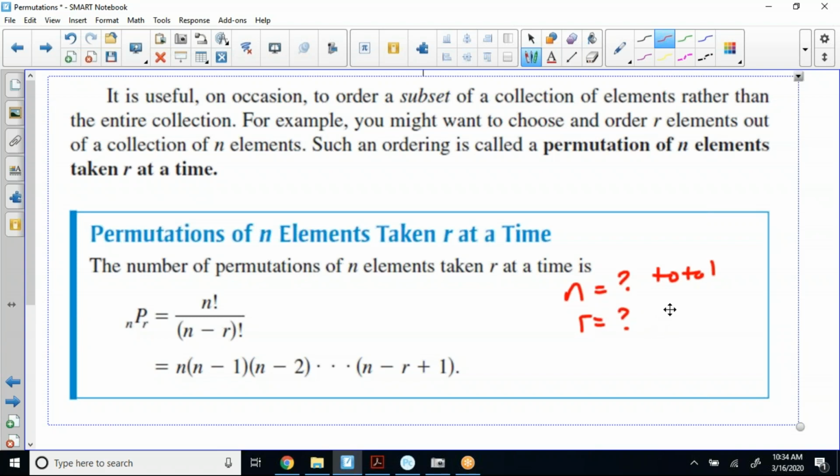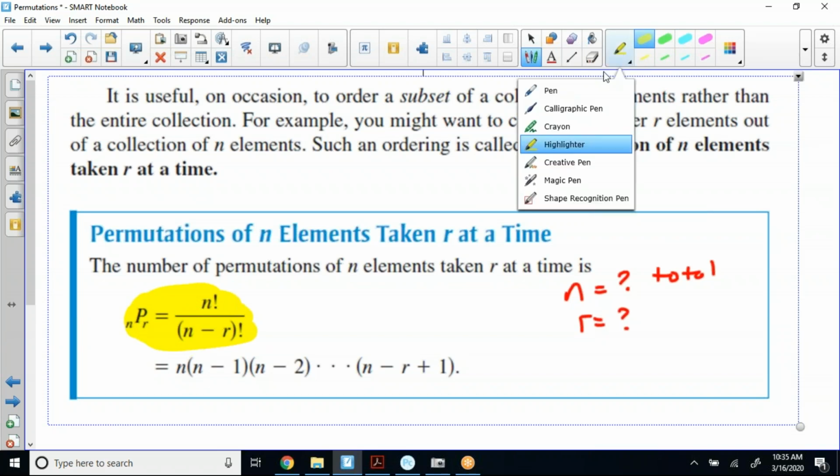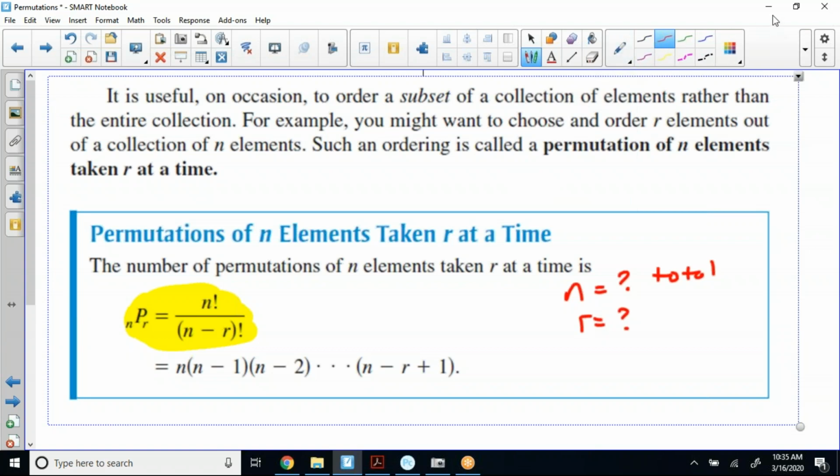I guess you could say the number of choices that you want. So it's n factorial over n minus r factorial. You've got to do the n minus r here. You need to get this particular equation written down. Make sure that you have it in your notes, because that is what we're going to use, and it's going to be critical as we move forward.